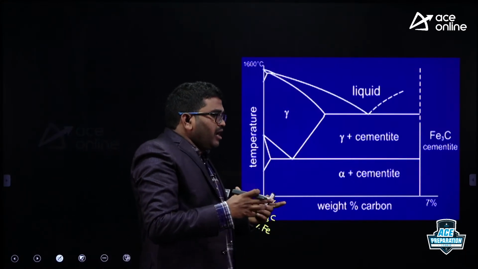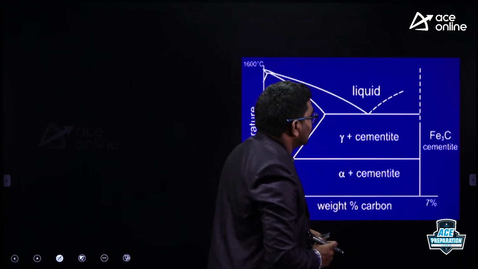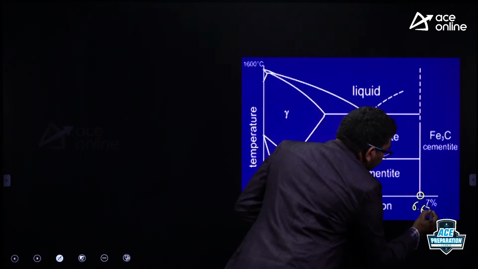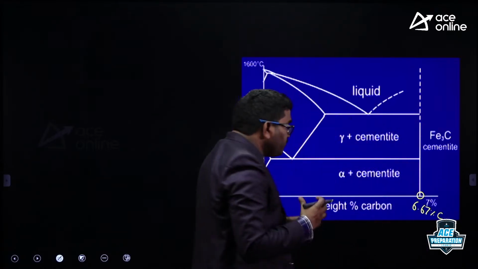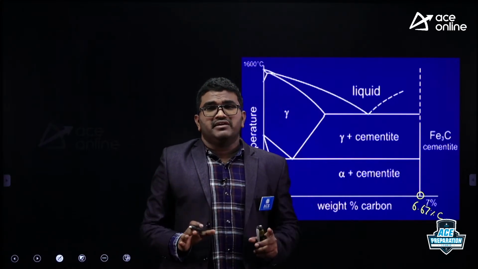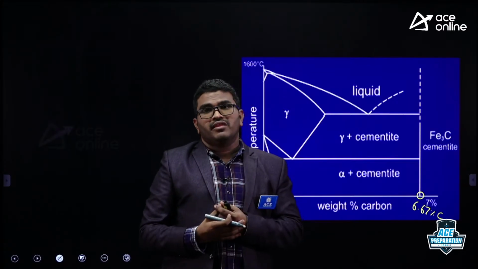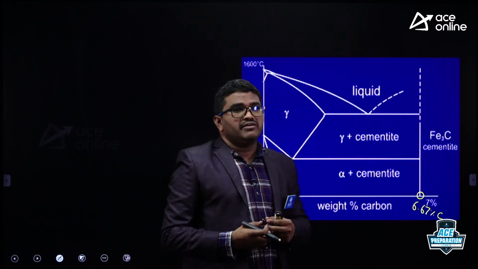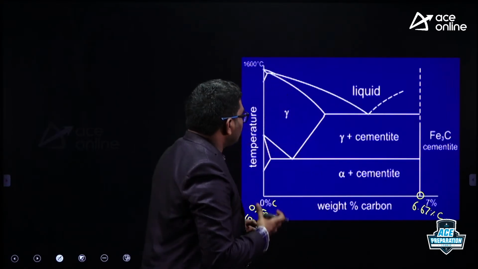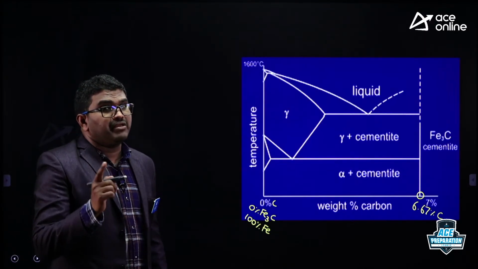So maximum, how much amount of carbon is absorbed by the iron, do you know? That is actually 6.67% of carbon, weight percent of carbon. At 6.67 weight percent of carbon, all interstitial spaces are filled. So, the maximum solubility of carbon in iron is 6.67, very, very important.